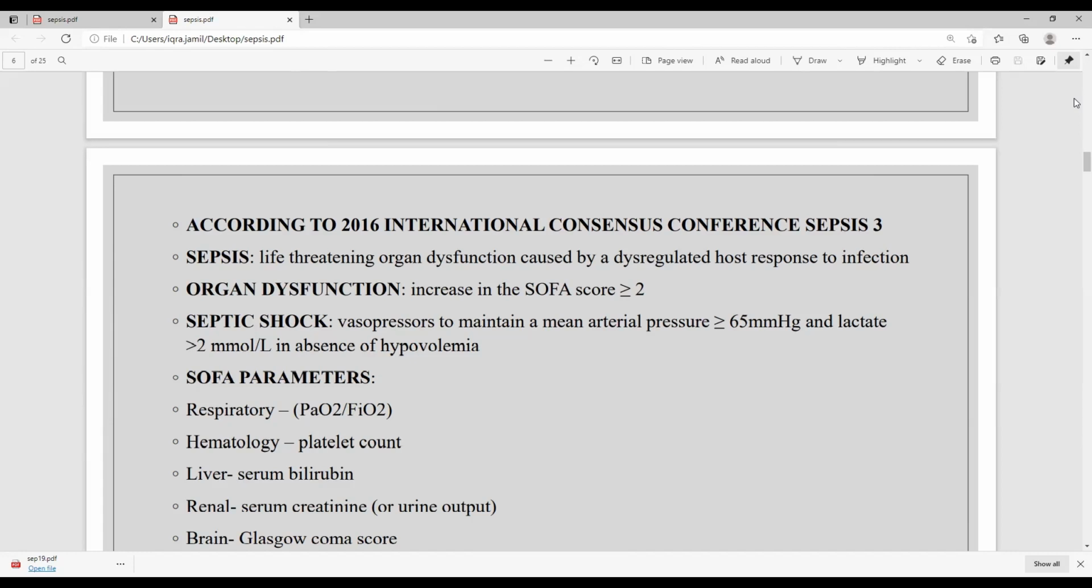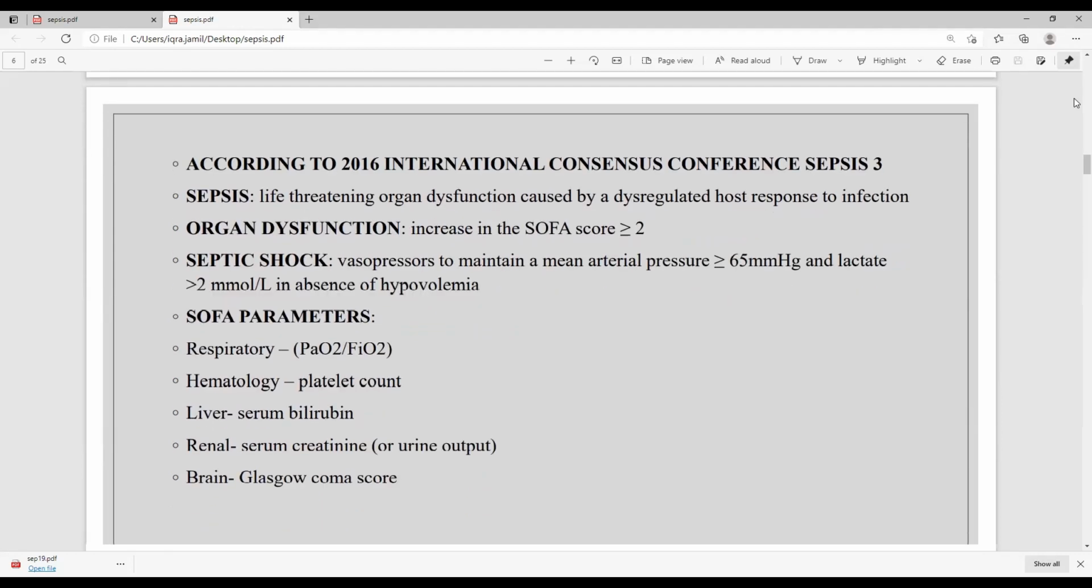This SOFA score has 6 parameters, and the total score of this SOFA is 24. If the score is 5 to 6, the mortality rate will be 10%. If it is 7 to 9, the mortality rate will be 15 to 30%. And so on, when this score is 15 to 24, the mortality rate will be more than 80%. So this is very important to assess the patient according to the SOFA parameter score.